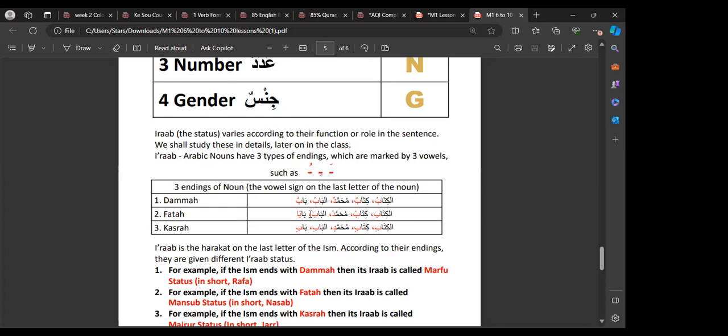And same with al-babu and babun. Al-babu is the door and babun is a door. But it doesn't matter because there's a damma, the i'rab is marfu. Likewise, al-baba and baban, the door and a door. But regardless of definiteness or indefiniteness, it's still mansub because it has a fatha at the end. The last letter has a fatha on it. And the same for kasra.